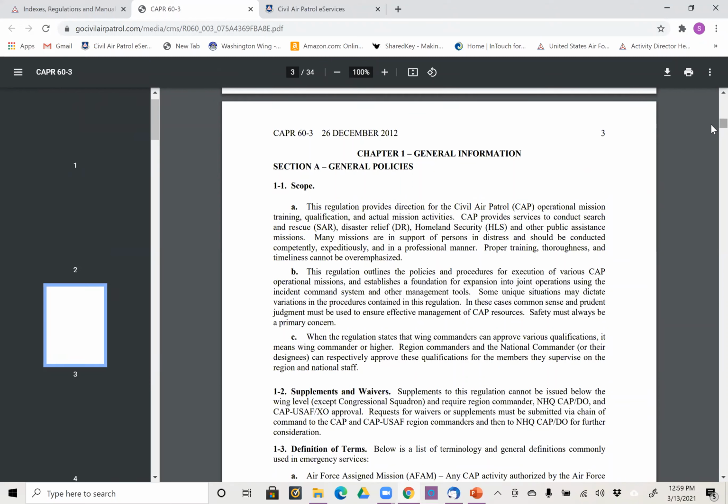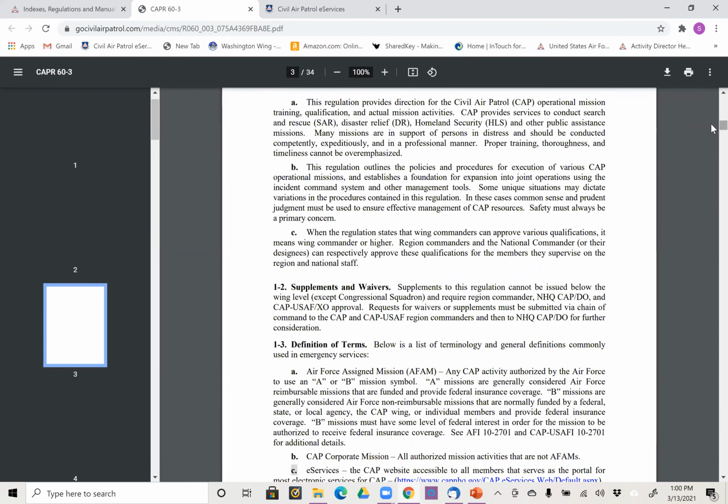What is 60-3? It's the regulation that outlines various CAP operational missions and establishes the foundation of going into the ICS components. Supplements and waivers. Here's an important question. If you see 1-2 here, just picking out some things to share with you: can I, as a squadron commander, add a supplement or a waiver to this regulation if you read that section? In other words, can I make changes to this regulation to fit my squadron?